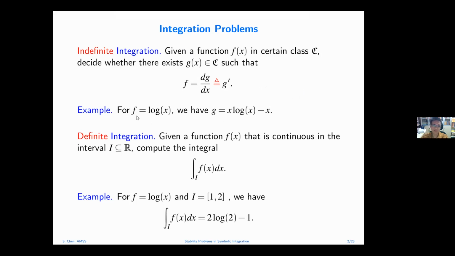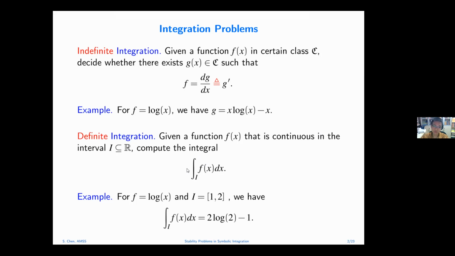For example, if f is log x, then we can get the antiderivative g of this form. The problem related to finding indefinite integrals is definite integration. Definite integration has a geometric meaning. You have a function which is continuous, which needs some analytical condition like being continuous in the interval, and then we can consider the integral over this interval.